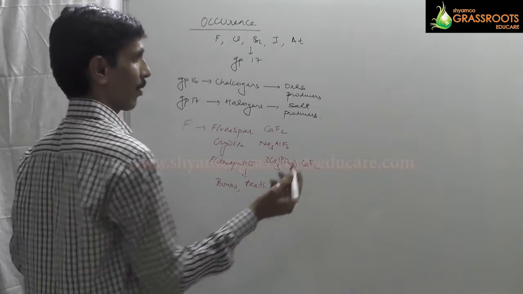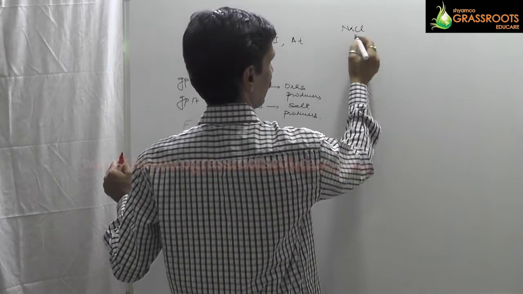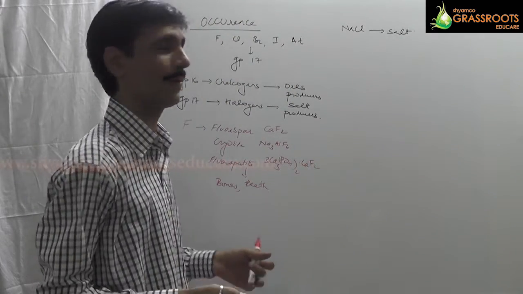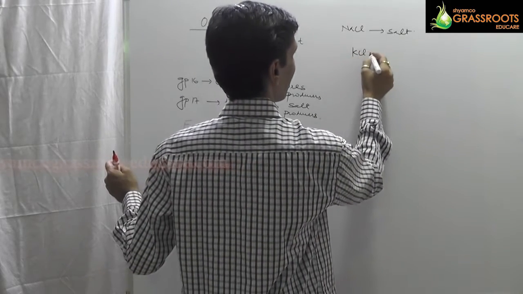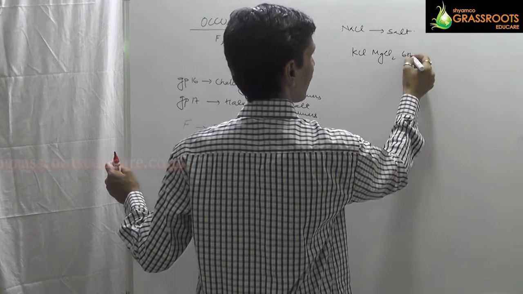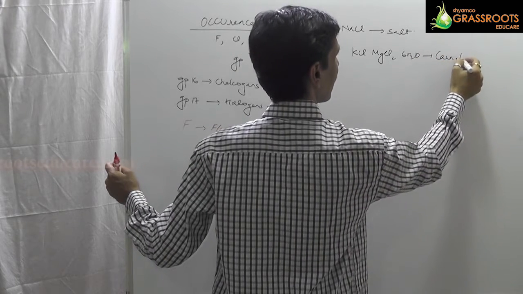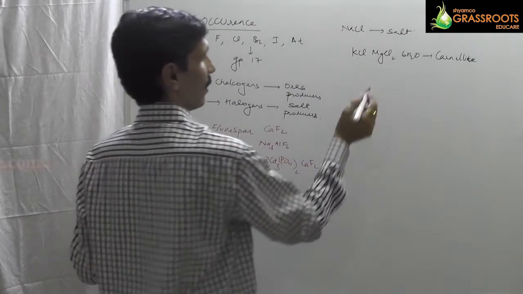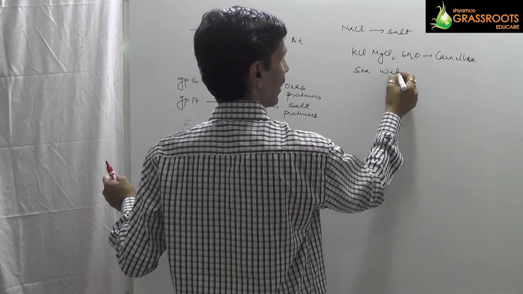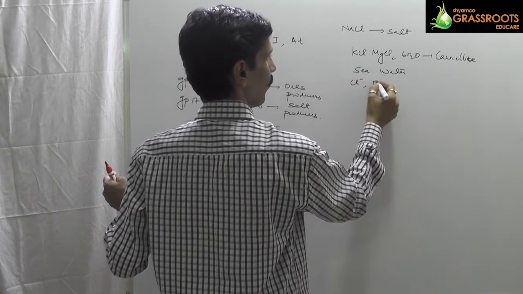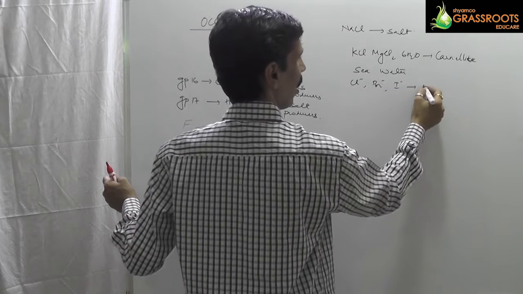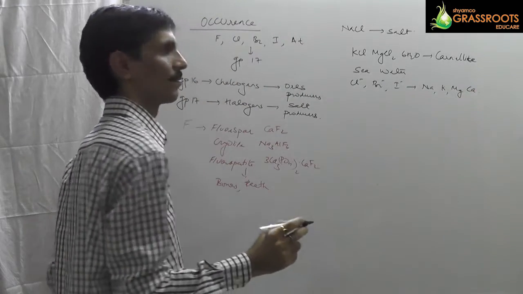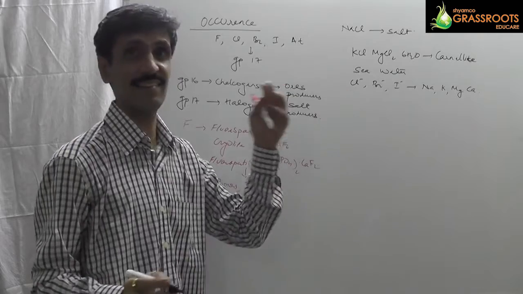Alright, this is with respect to fluorine. When you talk about chlorine, the very first thing which comes into your mind is NaCl, which is nothing but salt. That is one of the most common examples. We also have KCl and MgCl2 along with 6 water molecules, which we also call carnallite. Most of the sea water contains chlorides, bromides, iodides of sodium, potassium, magnesium and calcium. So these are what the occurrences are about.